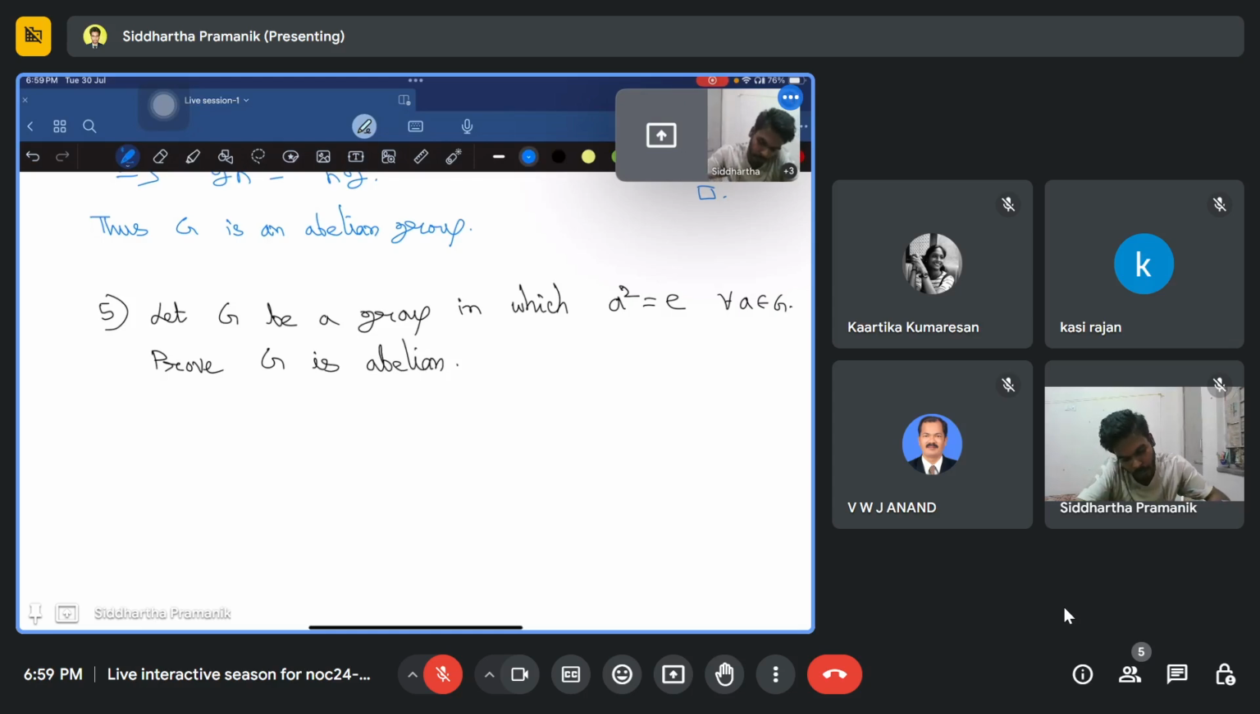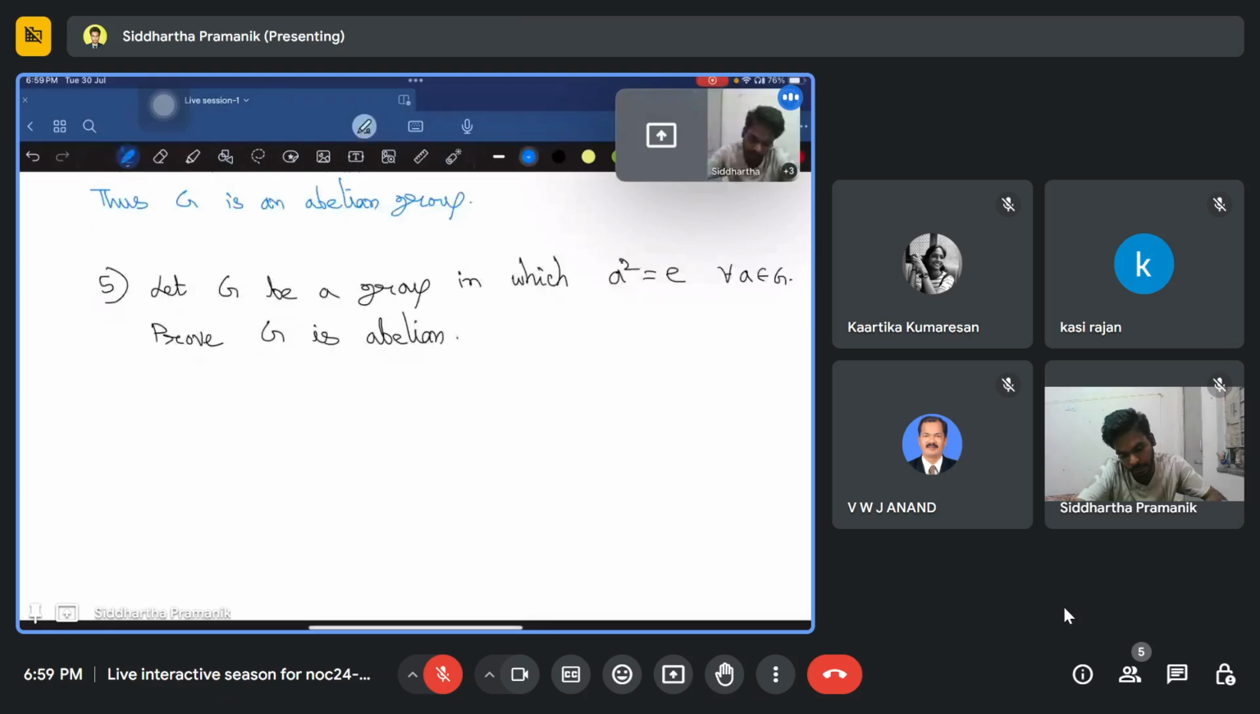Okay, so the square of every element is the identity in this group. That implies G is abelian. So we need to prove that an arbitrary pair of elements must commute. Let's take an arbitrary pair. Let g, h belong to G.